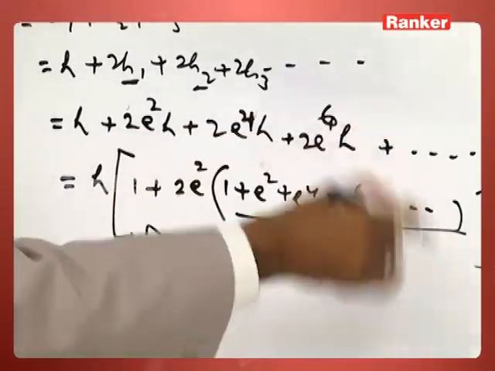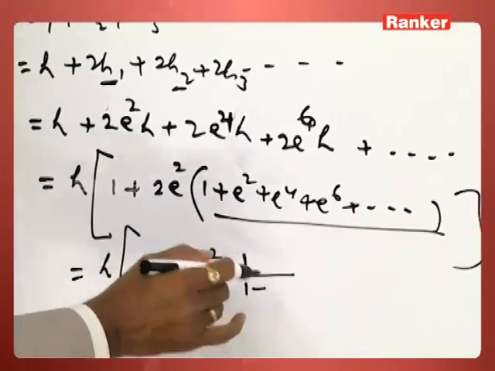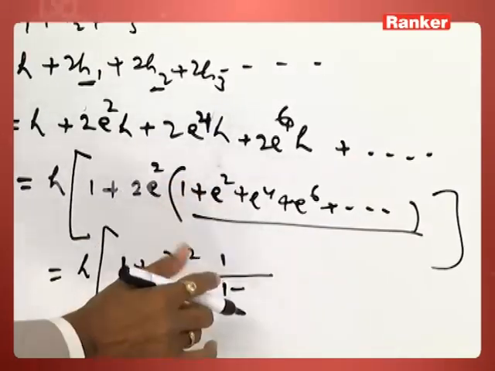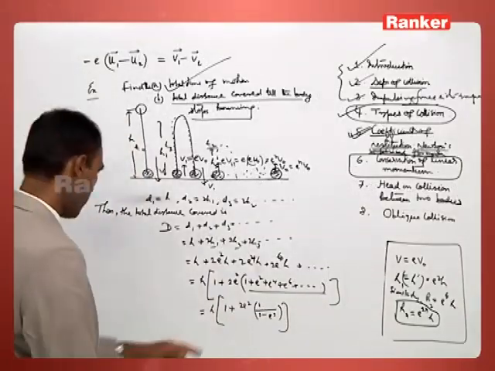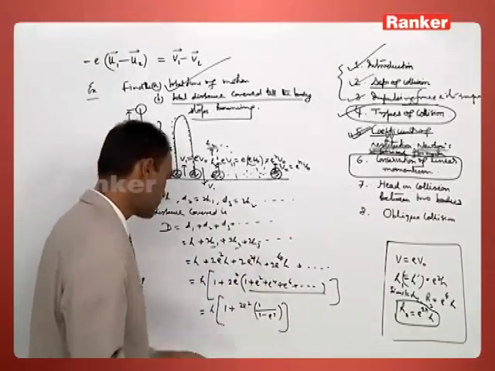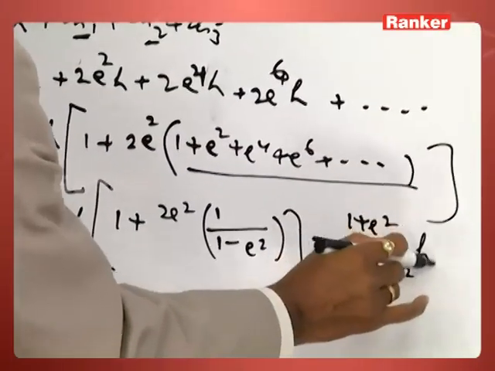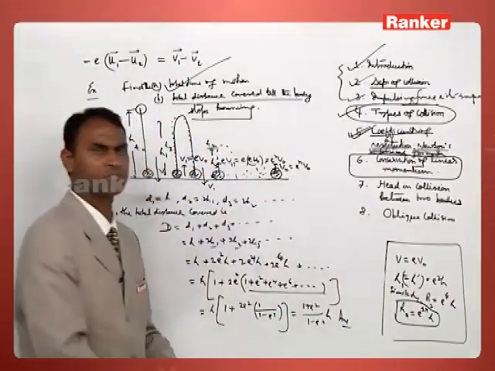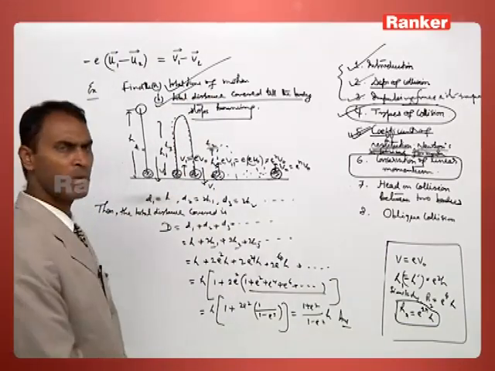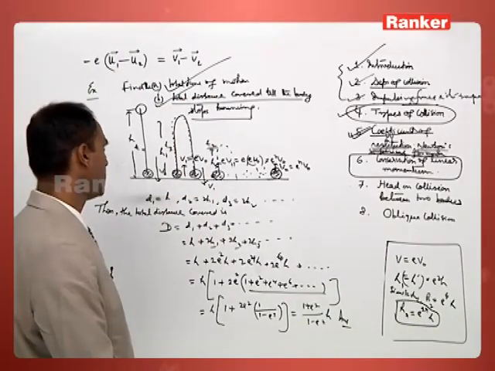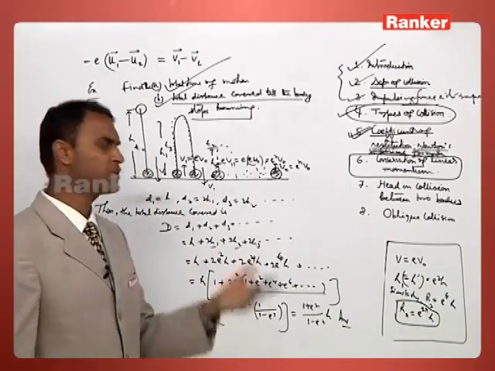So to take the sum of this infinite geometrical series, a by 1 minus r, the common ratio is e square. So you are getting 1 minus e square plus 2e square, that is 1 plus e square, by 1 minus e square into h. So this is the total distance covered by the body till it stops bouncing. Then they may ask you to calculate the average speed.